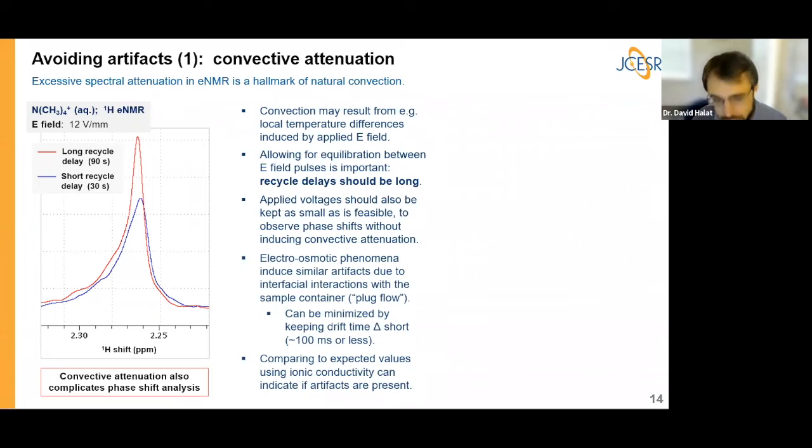And finally, if one is uncertain if the results are reasonable or even the right order of magnitude, comparing to the ionic conductivity of the sample is a great idea, because the ionic conductivity ultimately quantifies the sum of the velocities of all the ionic species. So it provides a benchmark by which to compare the velocities that we obtain from eNMR of specific ions.